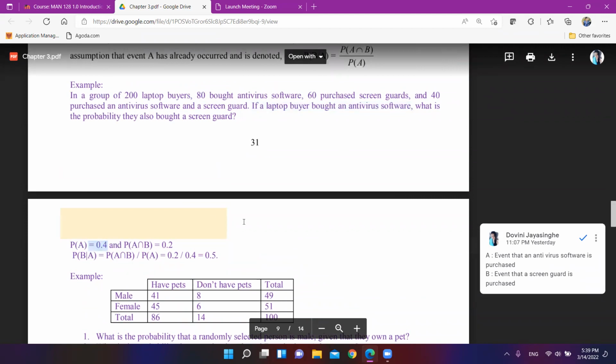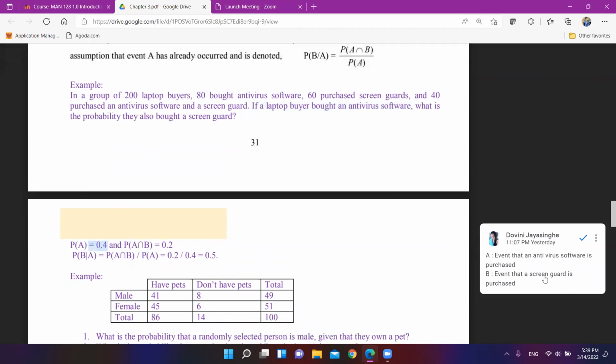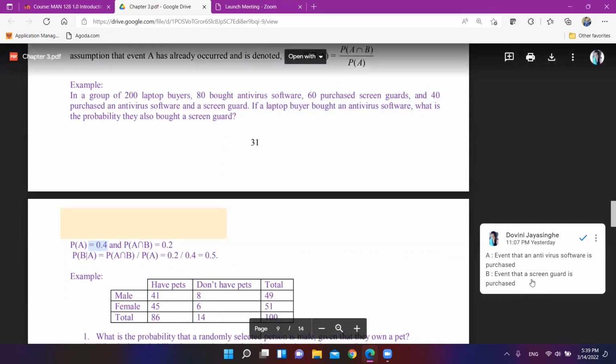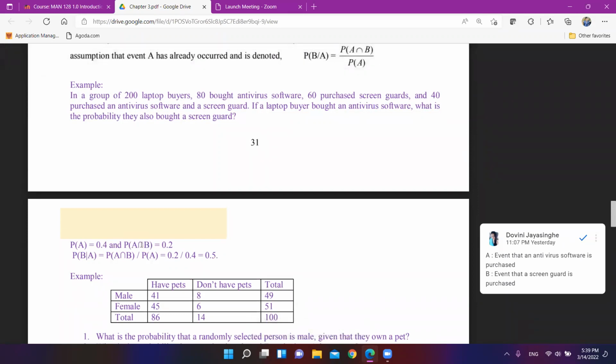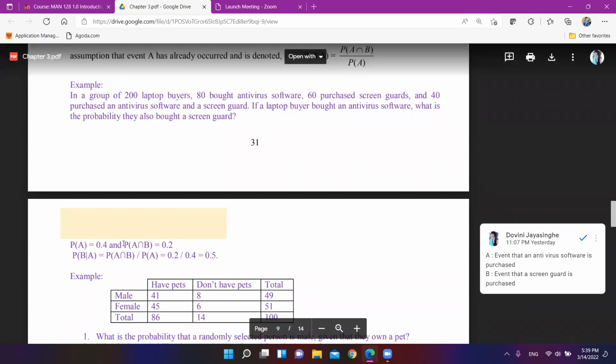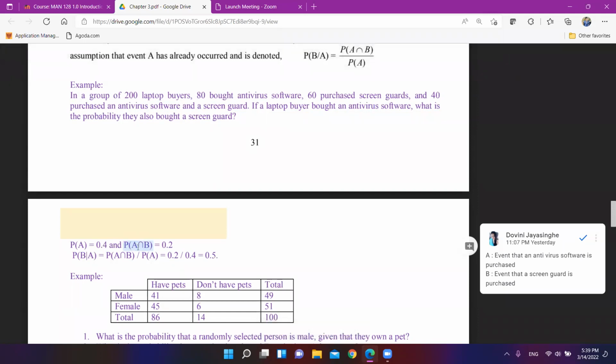Probability of B is not given here. Probability of B, what is that? A person buys a screen guard. So that is 60 over 200 in the classical approach. So what is this one? Probability of A intersection B means what? Probability that a person buys an antivirus software and a screen guard together.